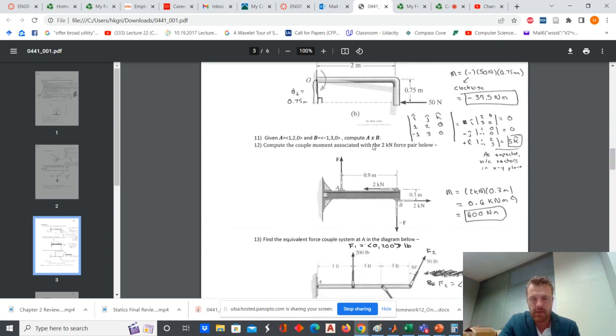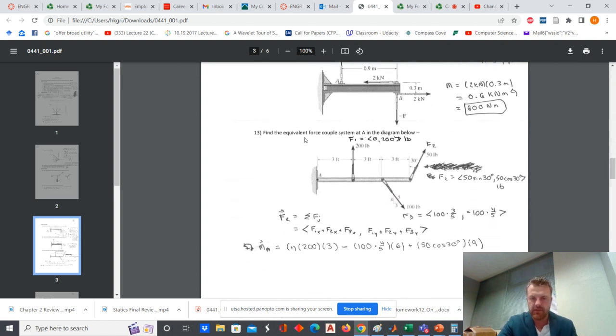Question 3. Compute the couple moment associated with the 2 kilonewton force pair below. Remember that a pair of forces will induce a couple if they're equal in magnitude, opposite in direction, and separated by some perpendicular distance. So this 2 kilonewton force pair has equal magnitude, opposite direction, and they're separated by a 0.3 meter separation. If you think about the rotation they cause, it's going to be counterclockwise, or positive. Once we know the sign, all we have to do is multiply the magnitude of one of the forces, they're both the same, in this case 2 kilonewtons, times the perpendicular distance separating those parallel lines of action, which is 0.3 meters. 2 kilonewtons times 0.3 meters is 0.6 kilonewton meters, or converted to engineering notation, 600 newton meters.